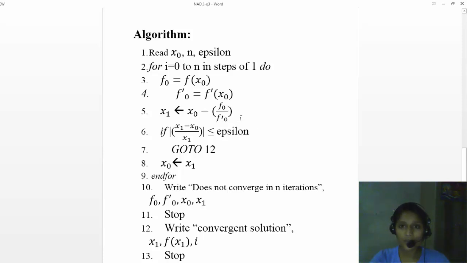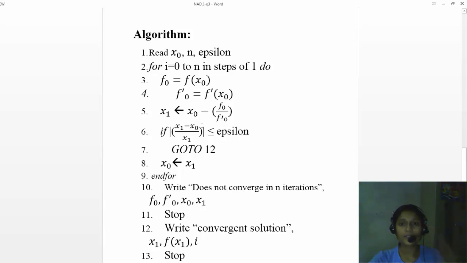After that, we have two values of x, the initial and the current one. We are going to get the difference of them and check it against epsilon, that is the minimum error provided. If it is less than epsilon, then that means that we have converged appropriately. So we will take step 12 and write the convergent solution as x1, that is the current value, the value of the function at x1 and the iteration in which we found that value. Else, if we do not converge, then we are going to assign x0, that is the initial, the current value, and again proceed with the iteration.